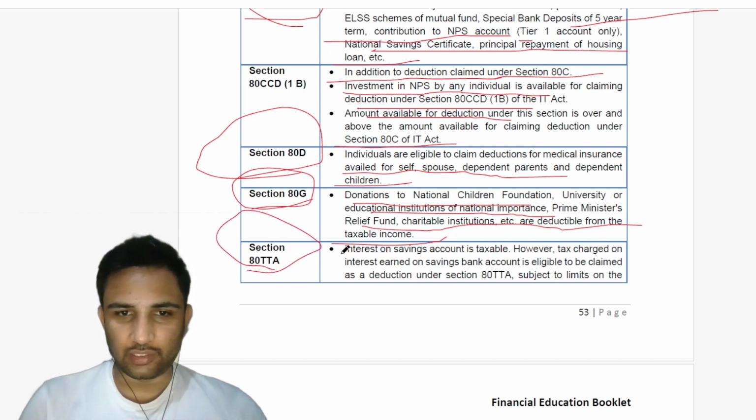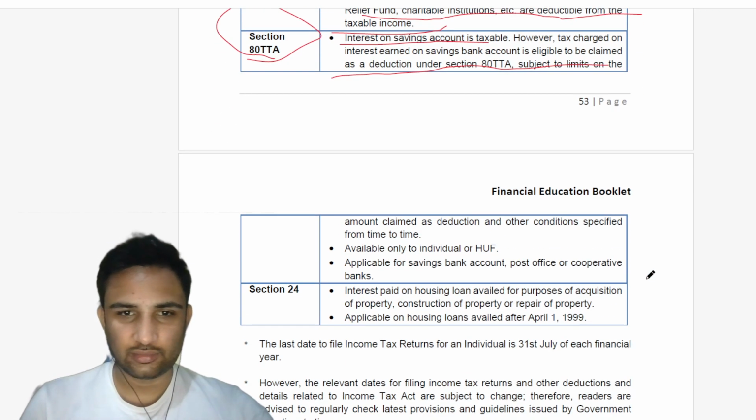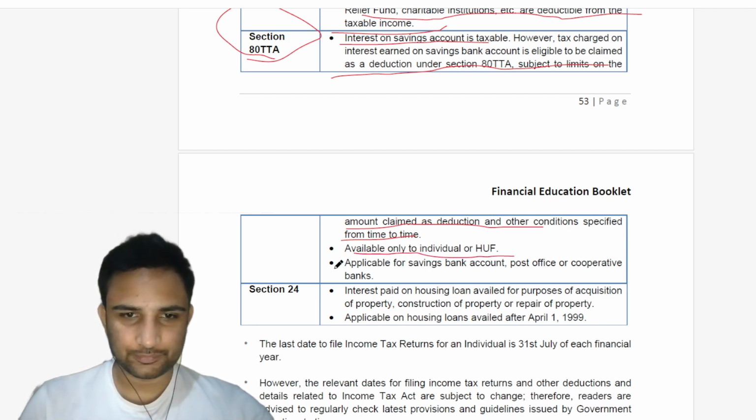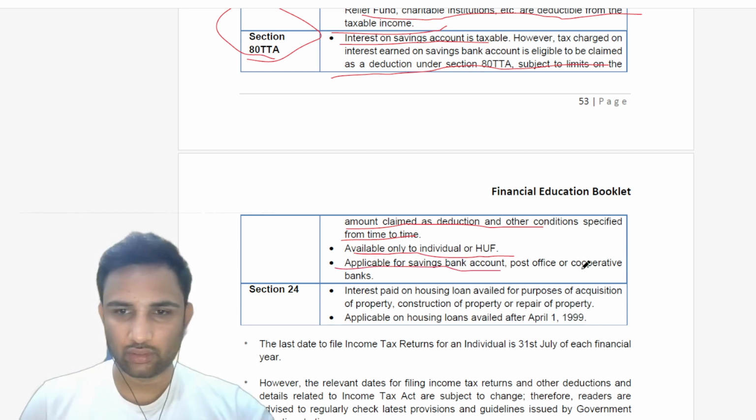Section 80TTA. Interest on a savings account is taxable. However, tax charged on interest earned on a savings bank account is eligible to be claimed as a deduction under Section 80TTA, subject to limits on the amount claimed as deduction and other conditions specified from time to time. It is available only to an individual or Hindu undivided family. It is applicable for savings bank accounts, post office, or cooperative banks.